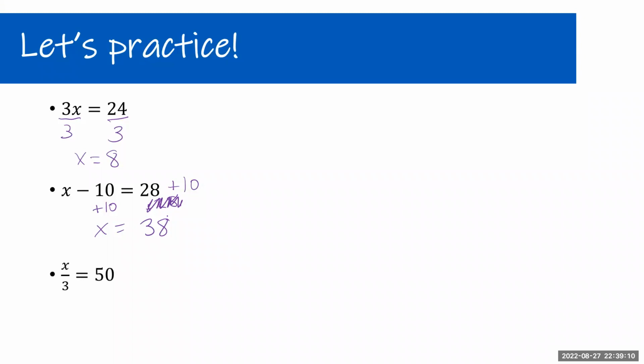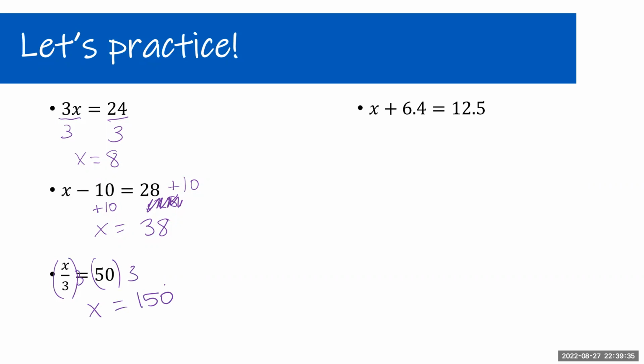Now we have x divided by 3 equals 50. Some people panic here. It looks a little more complicated, but it's really not any more complicated than our first one up there. We divided. We need to multiply both sides by 3. So if we multiply this by 3 and we multiply this by 3, we're going to be left with x equals 150.